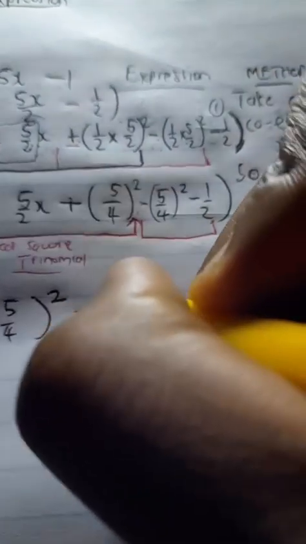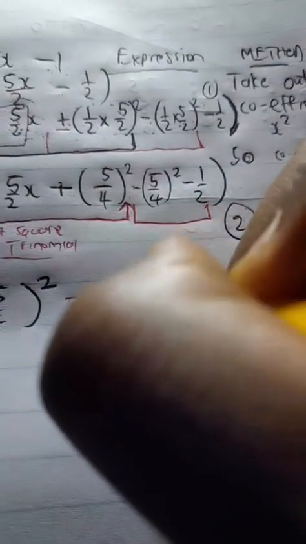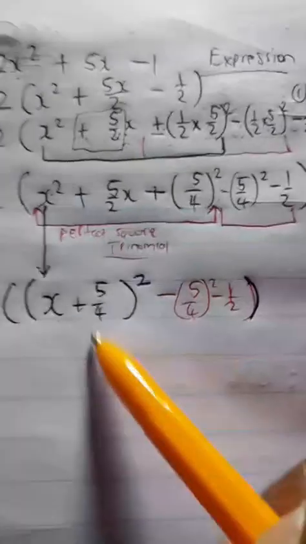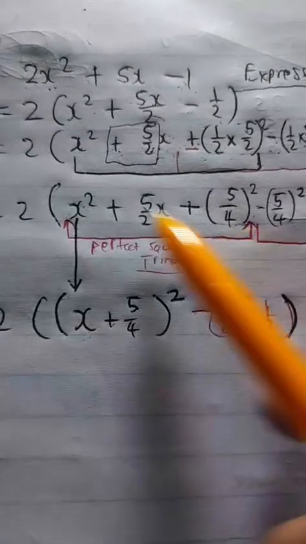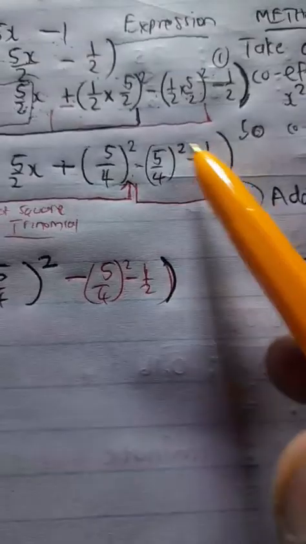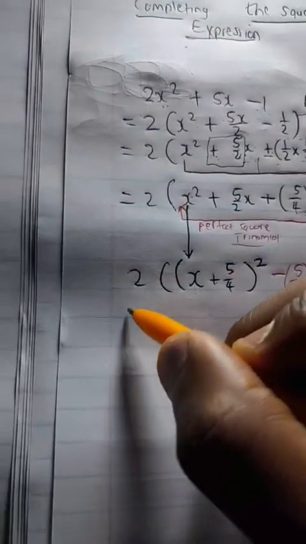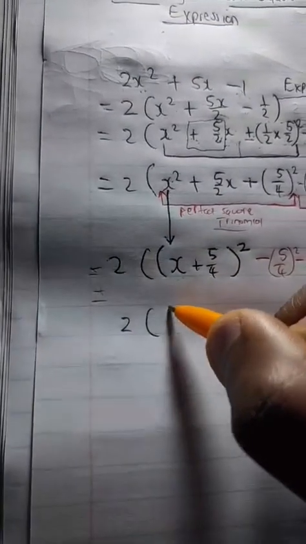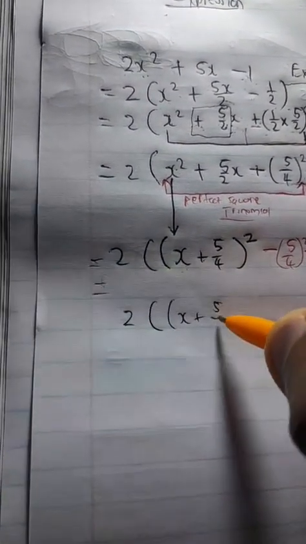But remember, there's this part that is left, so I write it down: minus (5 over 4) the whole thing squared, minus a half. Remember, that's the part that is left. I factorize the perfect square trinomial, but obviously there are these fractions left. To further simplify, I write 2 into (x plus 5 over 4).